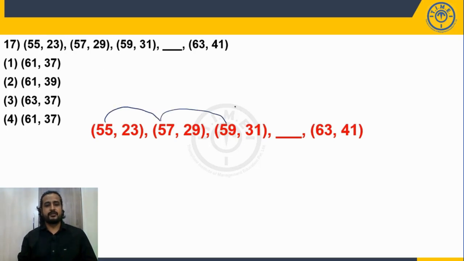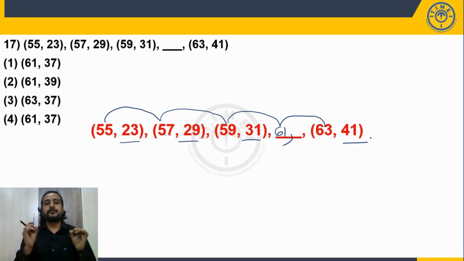55, 57, 59, missing and 63. What are these numbers? 55, 57, 59? Consecutive odd numbers. So after 59, what will the odd number be? 61, which is missing. Now look at here. 23, 29, 31, 41. What are these numbers? Consecutive prime numbers. That's why I am suggesting you, please learn those numbers by heart. Prime numbers, squares, cubes. You should recognize quickly. 23, 29, 31 are consecutive prime numbers. After 31, prime number is 37. And after 37, prime number is 41. So perfectly matching.